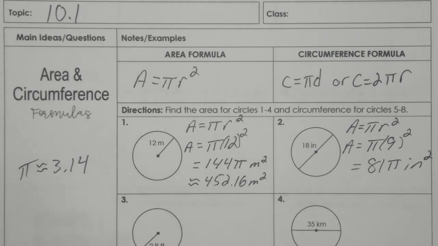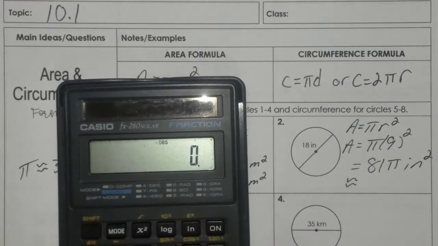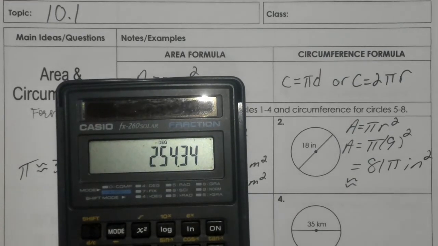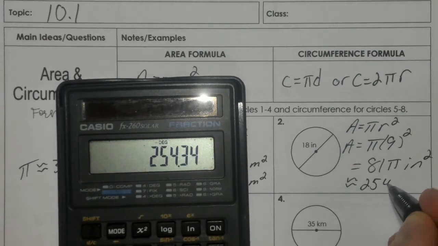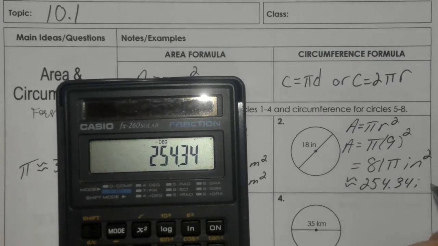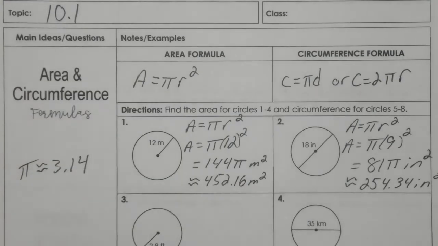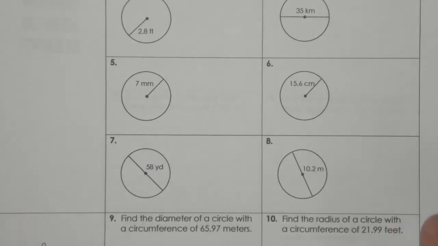Then to get an approximation without the pi in there, I'm going to plug in 3.14. So 81 times 3.14. And I got approximately 254.34 inches squared. Okay. So there's just a little refresher on how to use those formulas. Let's jump down to number 5. So remember the directions for 5, 6, 7, and 8.